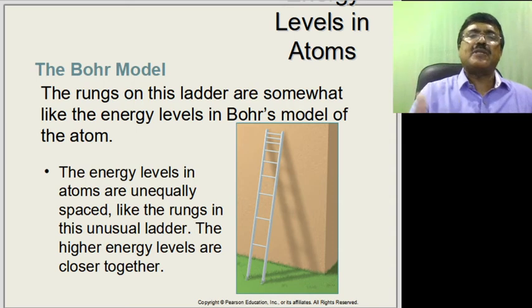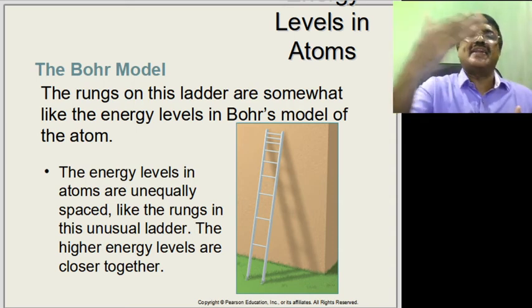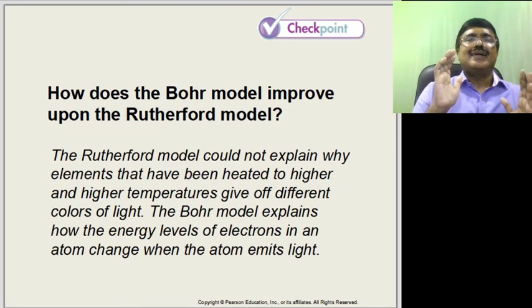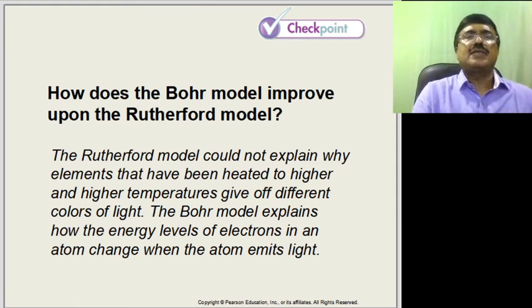So transitions happen between these different levels, and you get different frequencies from the same atom itself. First to second, you get a particular frequency, or second to first, you get a particular one. Third to second, you get another one, and so on. And this is the most important point. The Rutherford model could not explain why elements heated to higher and higher temperatures give off different colors of light. Now it is obvious.